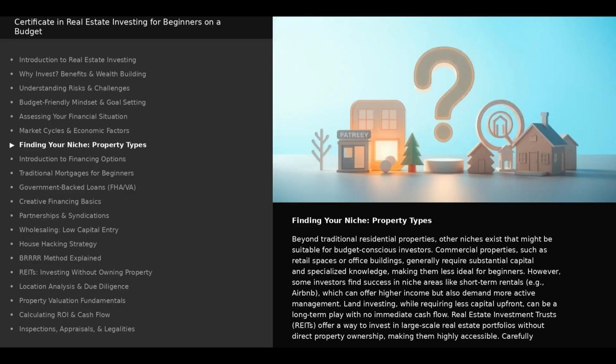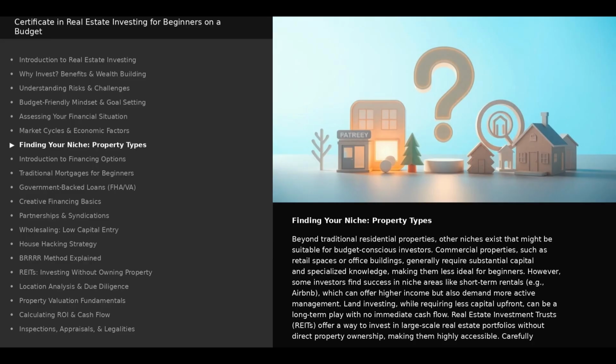Beyond traditional residential properties, other niches exist that might be suitable for budget-conscious investors. Commercial properties, such as retail spaces or office buildings, generally require substantial capital and specialized knowledge, making them less ideal for beginners. However, some investors find success in niche areas like short-term rentals, e.g. Airbnb, which can offer higher income, but also demand more active management.